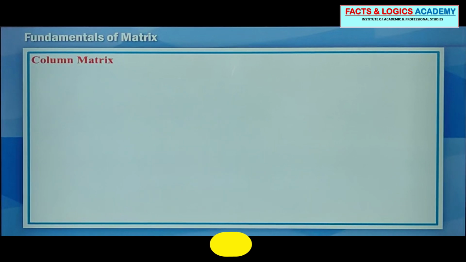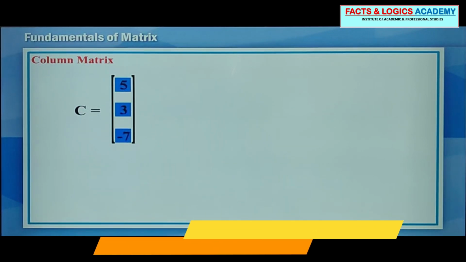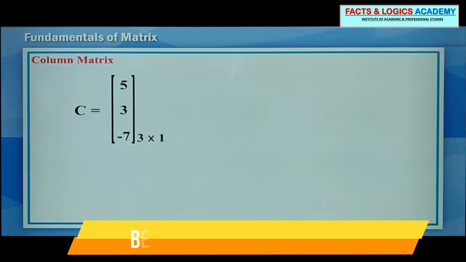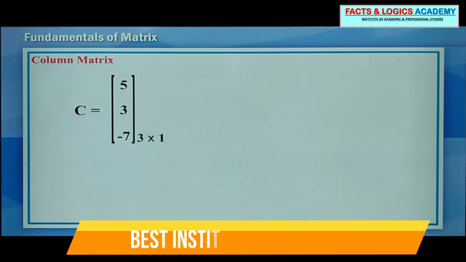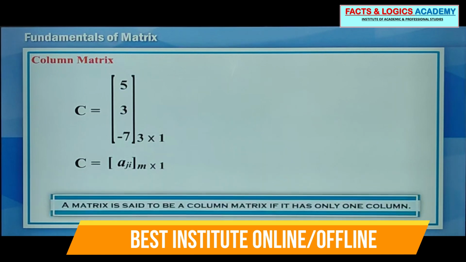A column matrix consists of only one column. An example of a column matrix is shown here. In a column matrix, each row will only have one element. The matrix shown here is of order 3 by 1. The general representation of a column matrix having m rows is as shown. A matrix is said to be a column matrix if it has only one column.